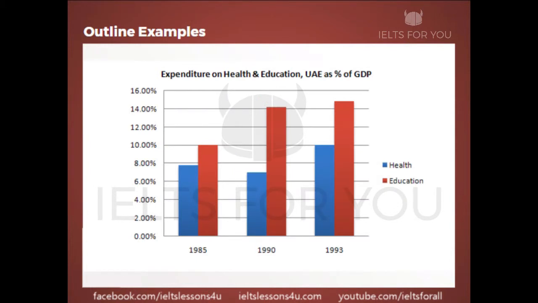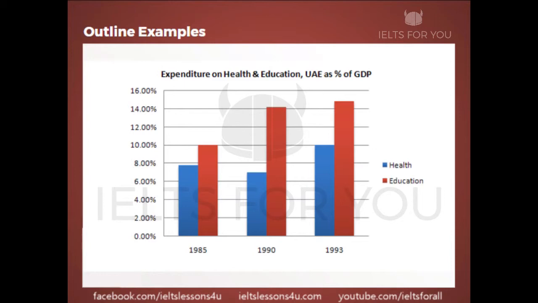Let's look at a bar graph next. This is a fairly simple bar graph. You can see this is how much the UAE spends on health and education, okay, for these 3 years, 1985, 1990, and 1993. Of course the introduction is going to paraphrase the prompt. The summary is going to look overall at what happens here. But the thing we should be most concerned with is dividing the information.